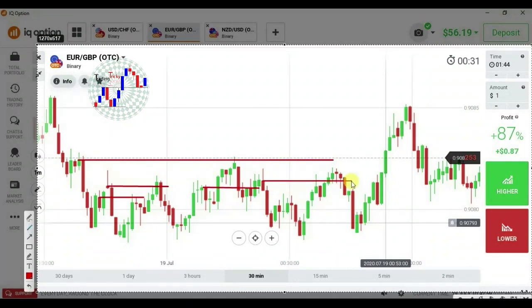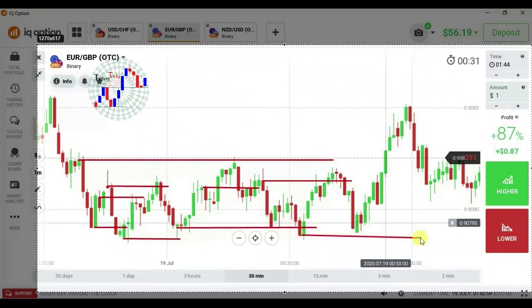Okay, and we can see buyer's entry here, direct buyers. Then buyer's entry. Again, this is a buyer's entry. This is a buyer's entry too. So now let's talk about this candle.